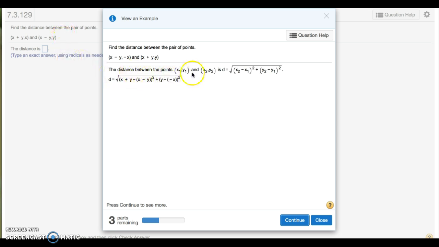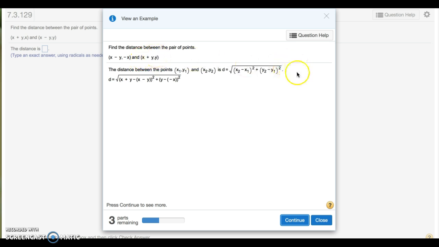We do know that the distance between any 2 points that have coordinates x1, y1, x2, y2 is equal to this equation right here, which is the square root of x2 minus x1 squared plus y2 minus y1 squared. So all you're going to have to do is just treat this entire thing as x1, and this as y1. This entire thing right here, x plus y, as x2, and then y as y2.